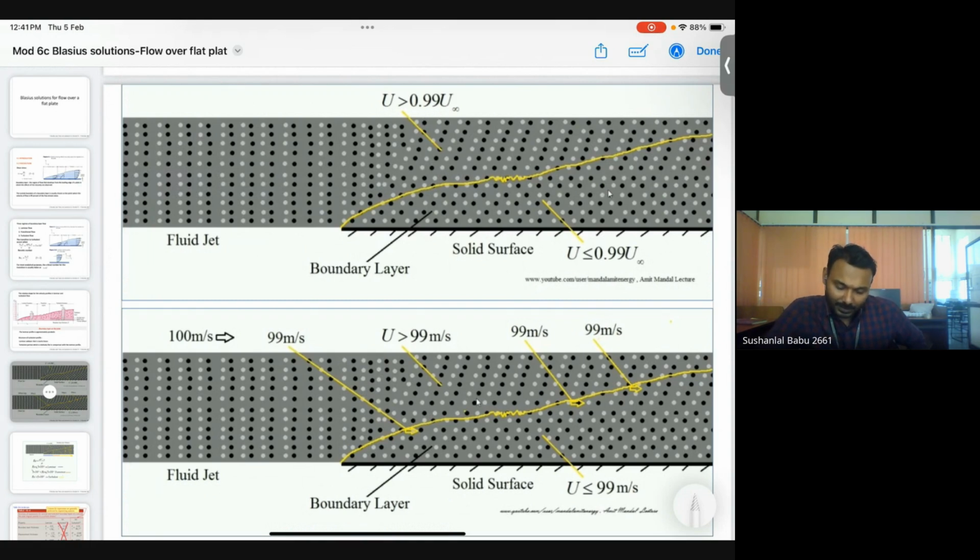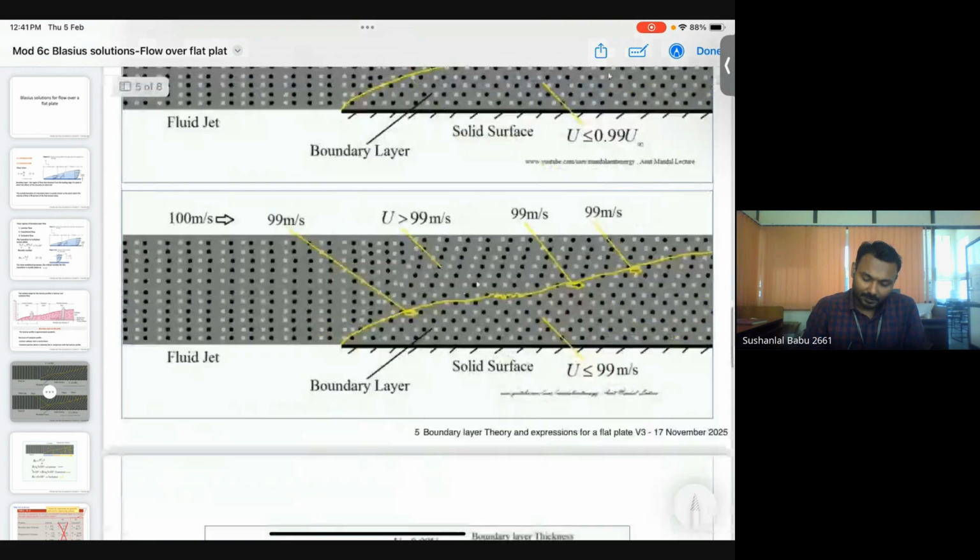And here they are explaining at 99 meter per second. At what velocity is the flow coming? 100 meter per second. So what will be the velocity over the line? 99 meter per second. But in the free stream it is above 99 meter per second. Okay, that is what they are explaining. How are they defining it? Till the point where the velocity will be 99 percent of the free stream velocity, till that region the boundary layer effect will be prominent and can be considered.